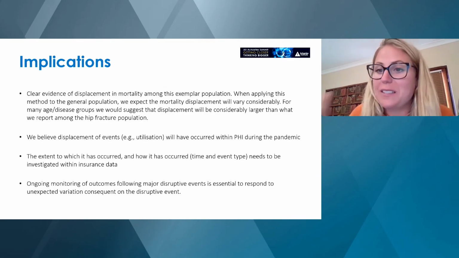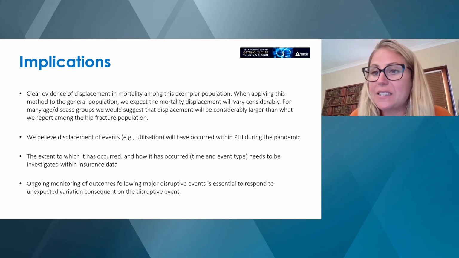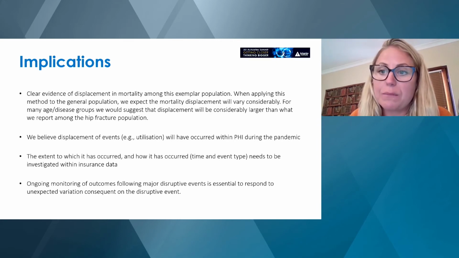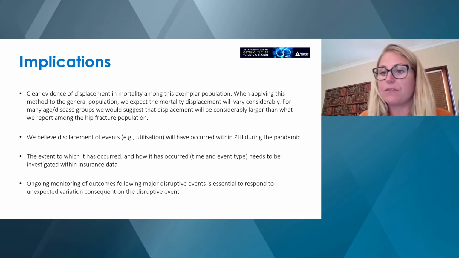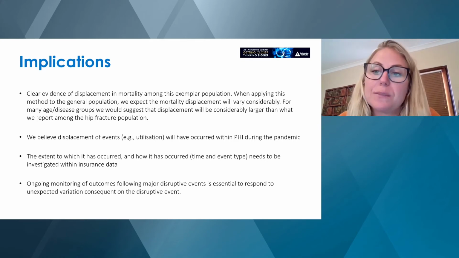So effectively what we summarise and say is we are seeing this. We do think it needs to be monitored within PHI data, and the only way to do that is to use your baseline forecast to have a look and then make the adjustments with this sort of methodology going forward. Thank you.